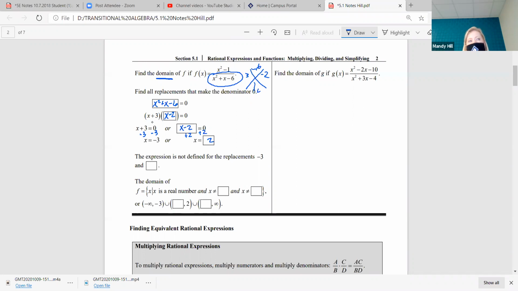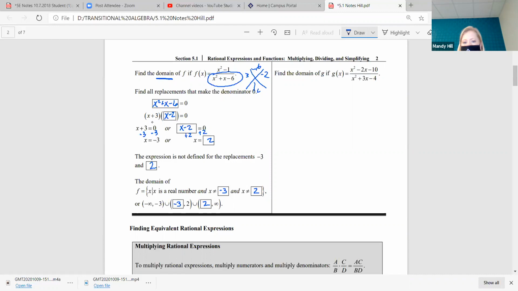So this expression is not defined for the replacements -3 and 2, which means that the domain is all real numbers and x is not equal to -3 and x is not equal to 2. And when you do this statement, since we had two numbers, -3 and 2, you always list them in order. So we're good from -infinity up to -3. The numbers in between -3 and 2 are good. And then from 2 to infinity, right? That's how you would divide that up if you were to write it this way.